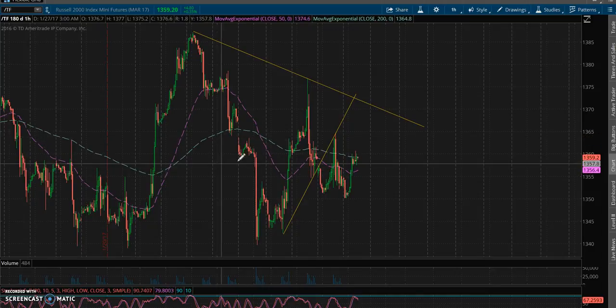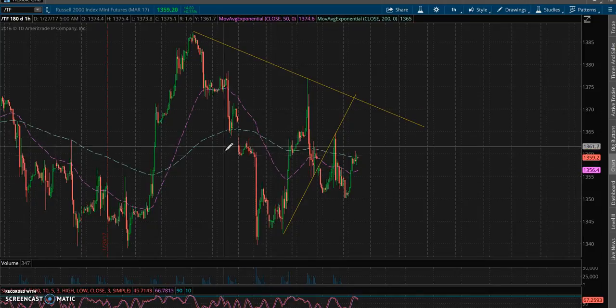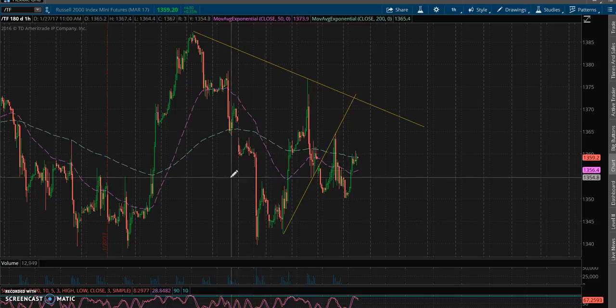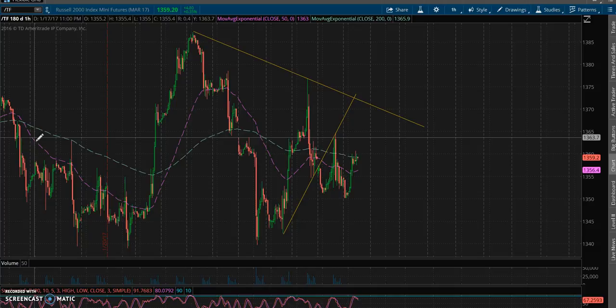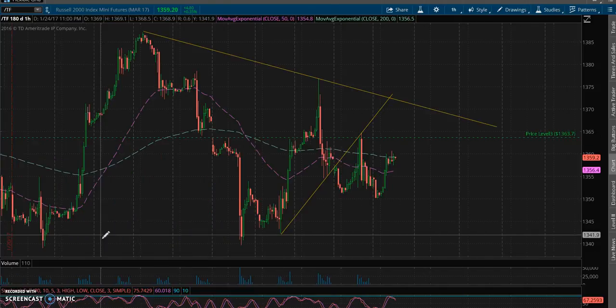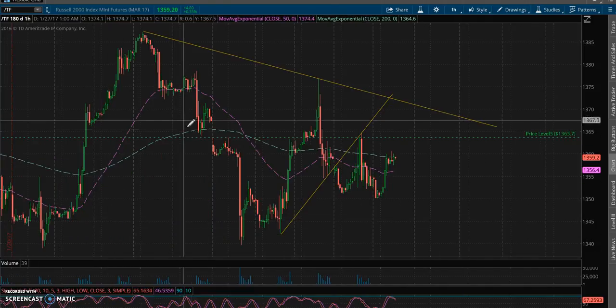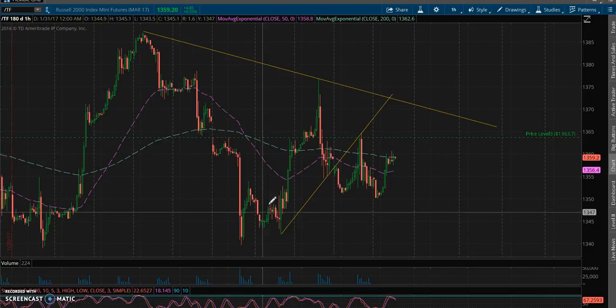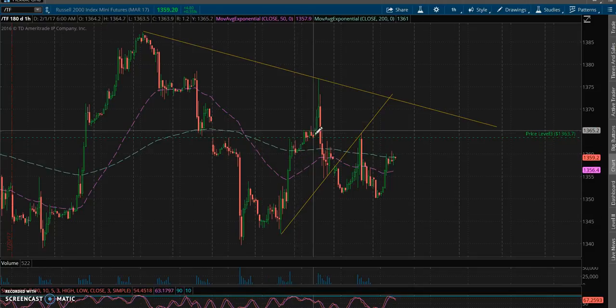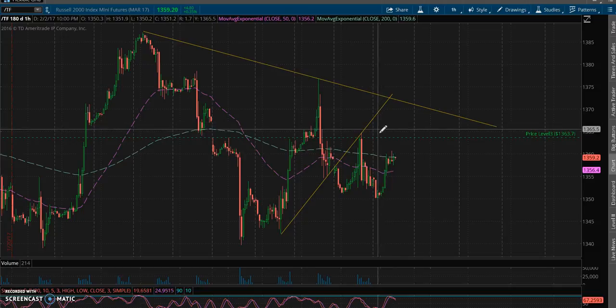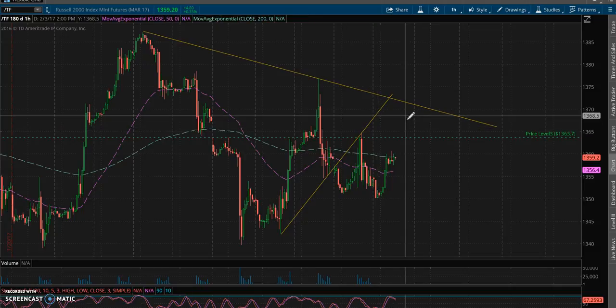So again, I'm going to look back towards another gap. We've got 1, 2, 3, 4, 5 tests of this particular level, and they all hold in different directions. So we've got 1, 2, 3, 4, 5, 6, 7. So this level's been a very strong level for the past couple of weeks.